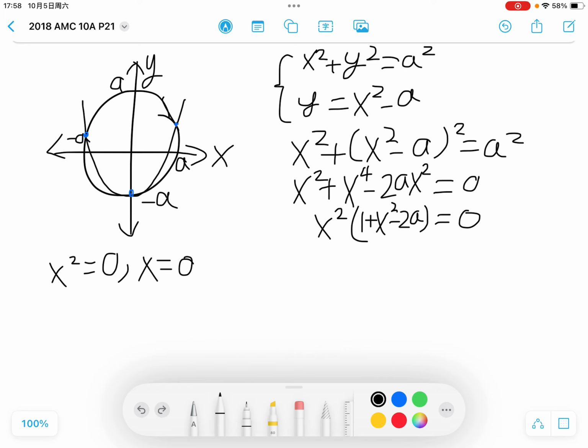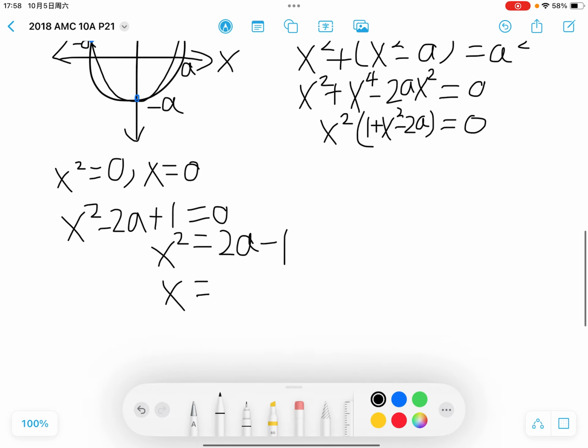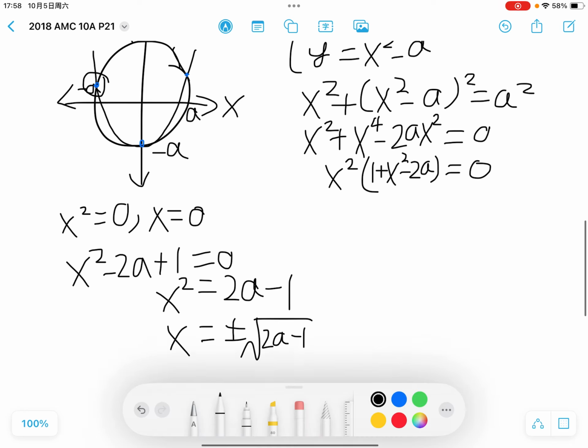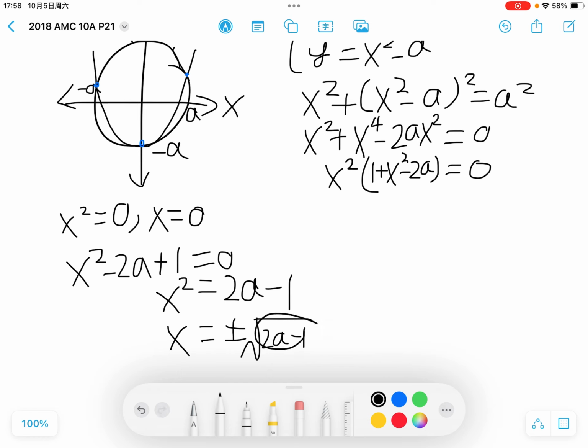So we want to put our focus on this equation, which is x squared minus 2a plus 1 equals 0. We can change this into x squared equals 2a minus 1, which is pretty good, because we can just make x equals plus minus root 2a minus 1. So our two x values for these two intersections are plus minus root 2a minus 1. First thing we want to make sure is that 2a minus 1 is larger than 0, or else we can't have a square root there.